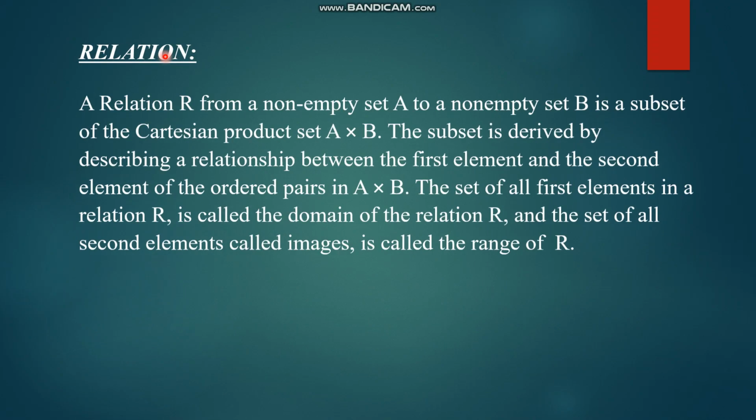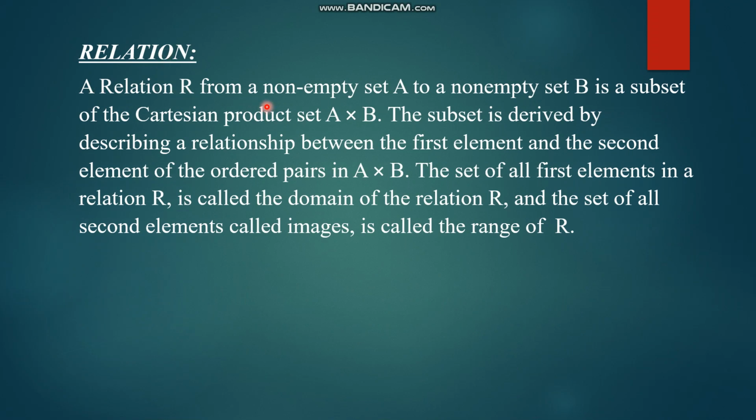Let's also recall what a relation is. As we know, a relation R from a non-empty set A to a non-empty set B is a subset of the Cartesian product A cross B. The subset is derived by describing a relationship between the first element and the second element of the ordered pairs in A cross B. The set of all first elements is called the domain and the set of all second elements is called the range of R.